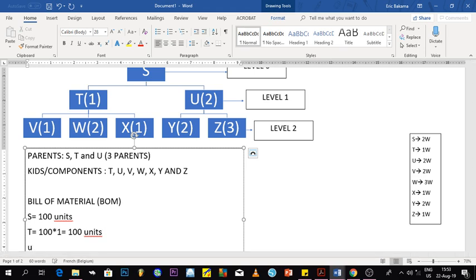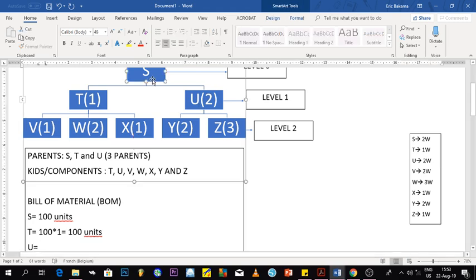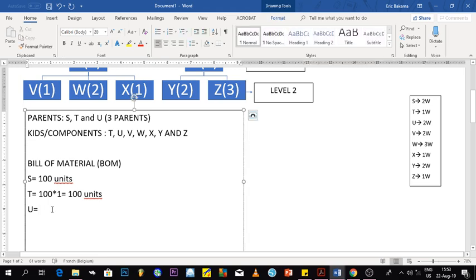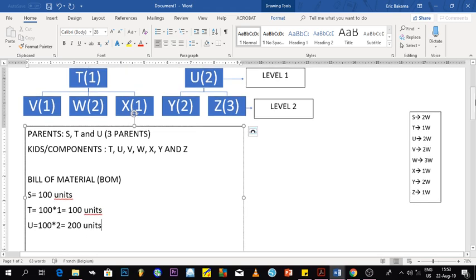So for U, since it's also coming from S, for us to manufacture 1 S, we need 2 U's. Initially we have 100 units of S, so it's going to be 100 times 2, which is 200 units. If we need to manufacture 1 S, we need 2 U's. So if we need to manufacture 100 S, knowing that we need 2 U's to make 1 S, we will need 100 times 2. So we have done T, we have done U.